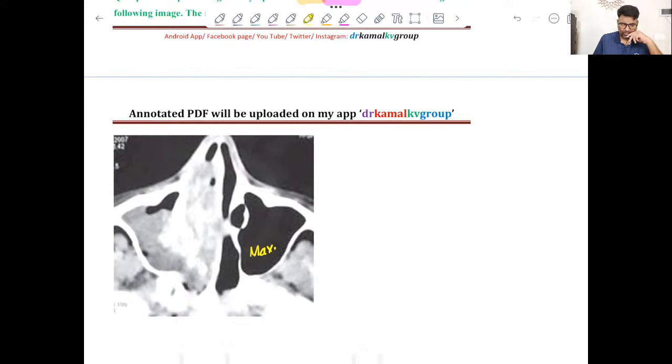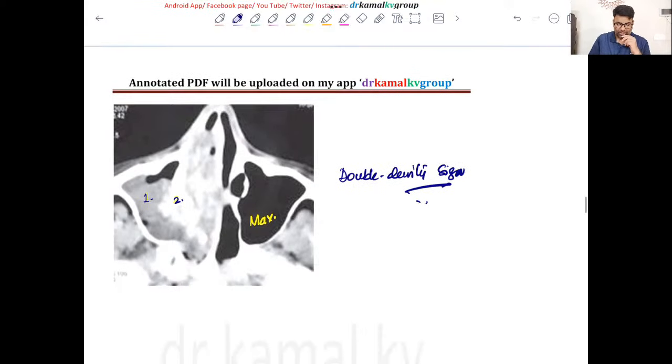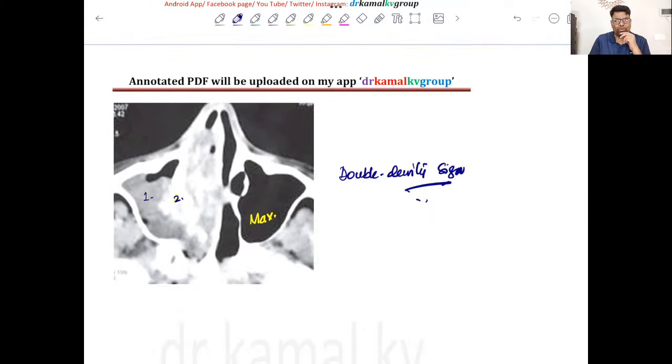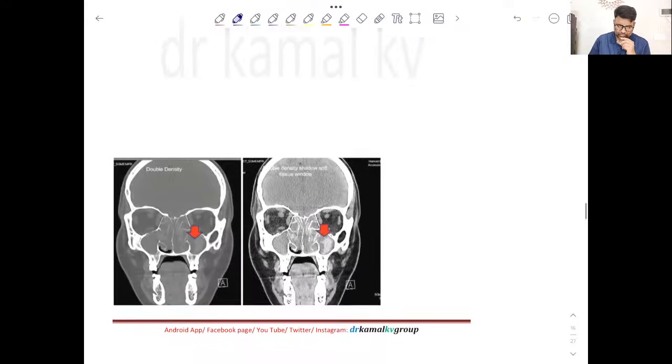So if you look here, you can see two kinds of shadows in the maxillary sinus, right? And therefore this sign is known as the double density sign. So quite easy to remember, double density sign. Clear? So you can see two types of impressions within the maxillary sinus. So this is the double density sign.